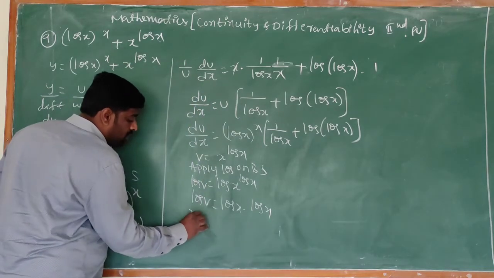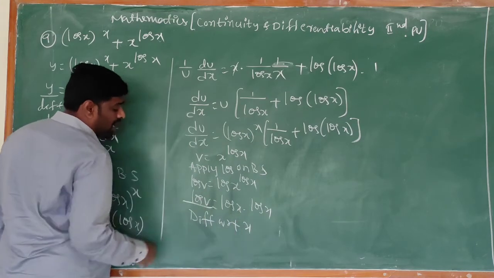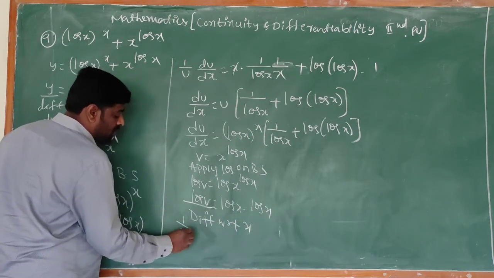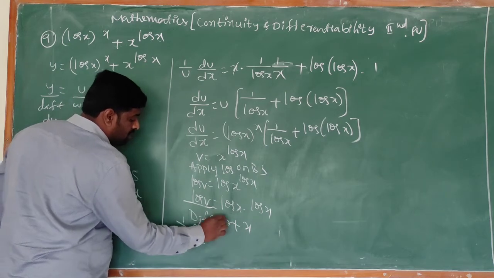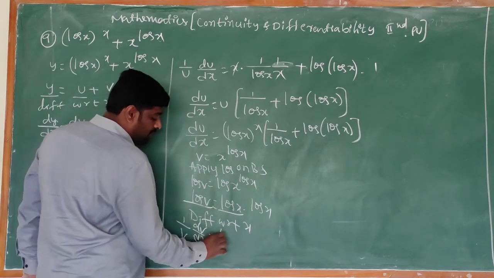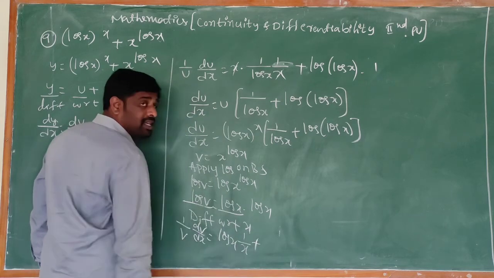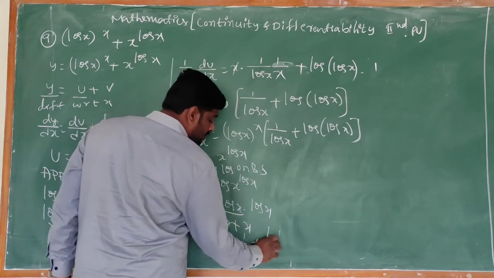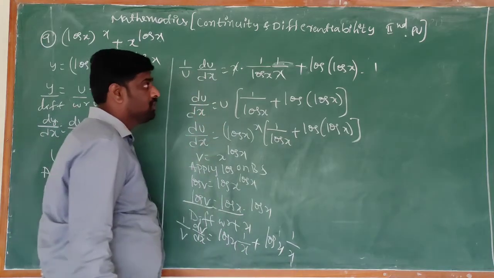Now differentiate with respect to x. So log v differentiation is 1 by v, v differentiation is dv by dx. Log x as it is. Log x differentiation is 1 by x, plus this log x as it is. So log x differentiation is 1 by x.